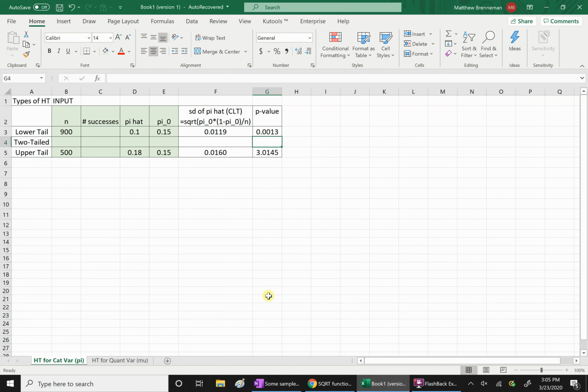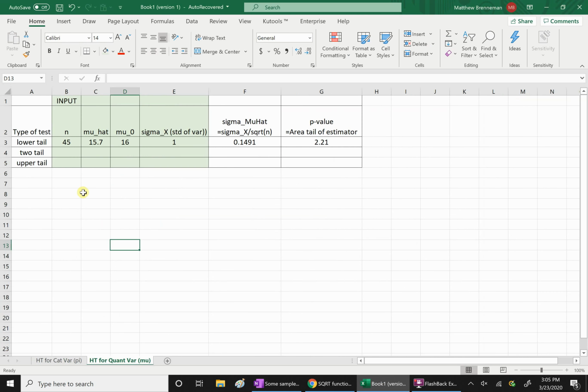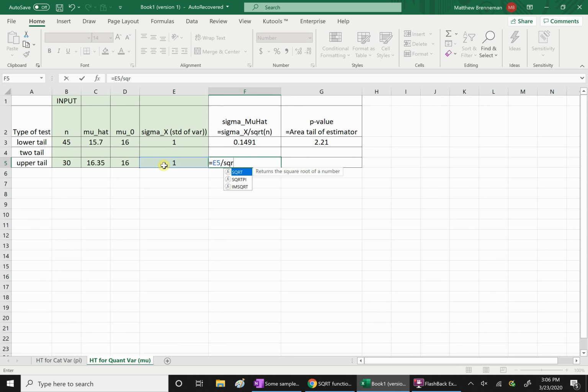So here we're running an upper tail test, right? Again, make sure you get the right tab. We have a sample size of 30. We had a sample mean of 16.35. Population mean under the null hypothesis is 16. And this is 1. And we're going to go ahead and compute the standard deviation of mu hat. So it's going to be the standard deviation of the variable divided by the square root of the sample size.